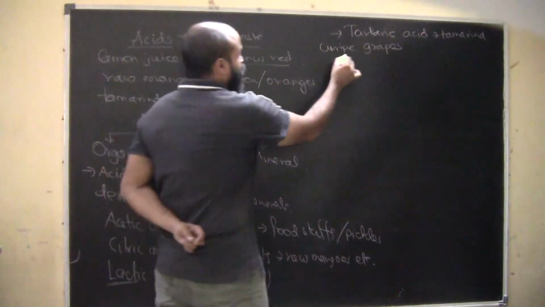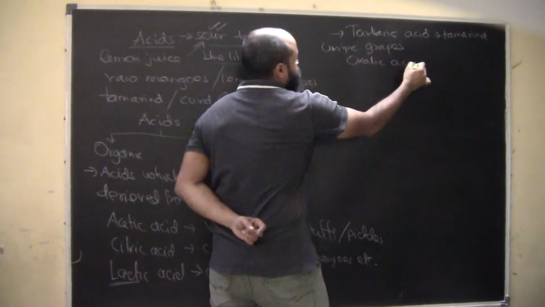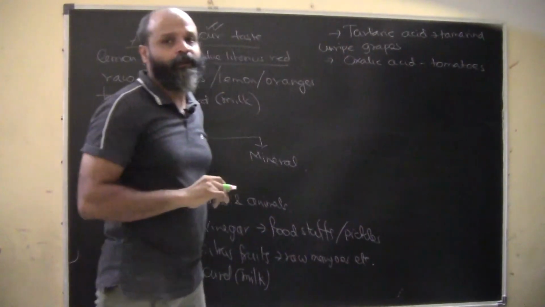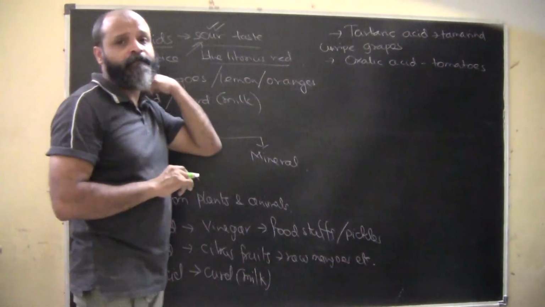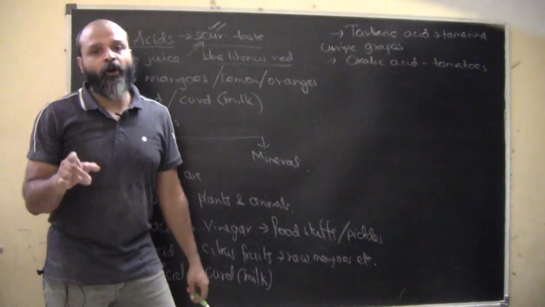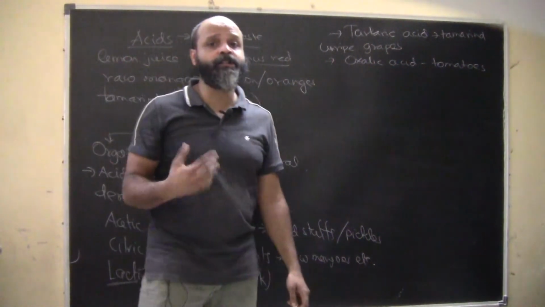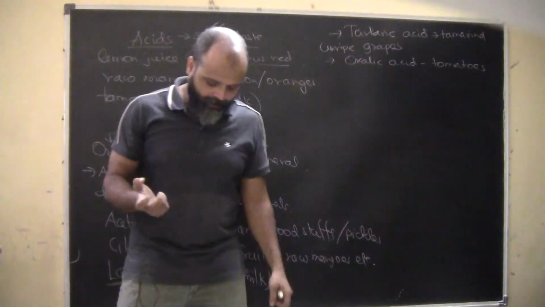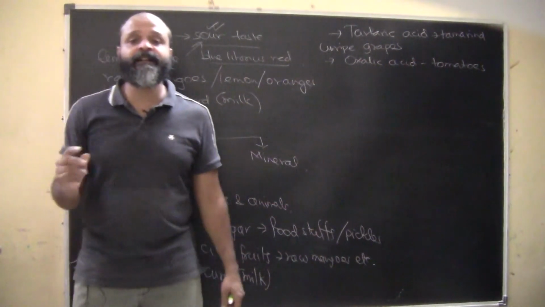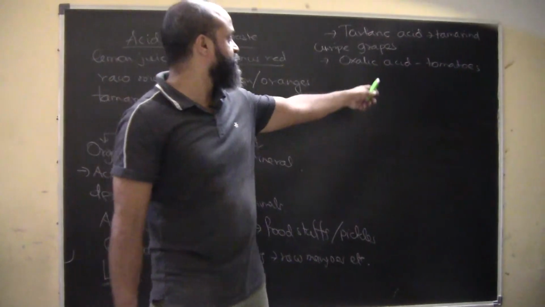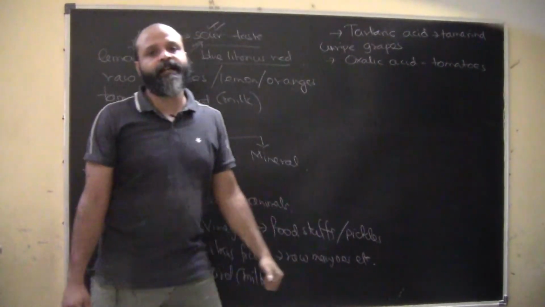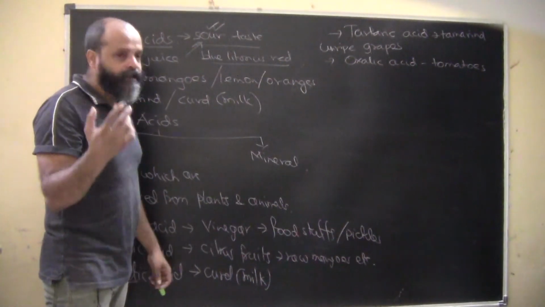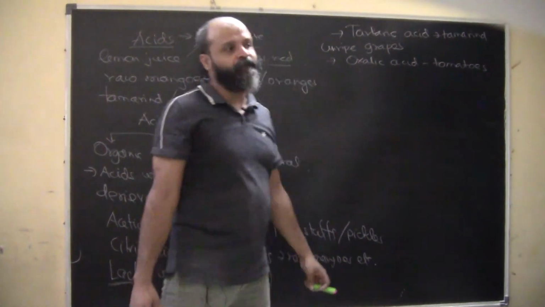Then we have oxalic acid. It is present in tomatoes. You will find doctors suggesting people who tend to have kidney stones not to consume tomatoes. The reason is that their kidneys have a tendency to produce stones, and stones are aggravated by the oxalic acid content that we are consuming. So they are told not to consume too much tomatoes, or rather not consume them at all. So oxalic acid is basically present in tomatoes.